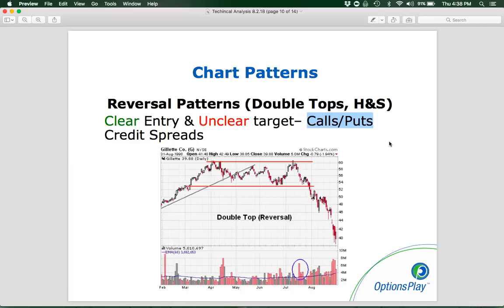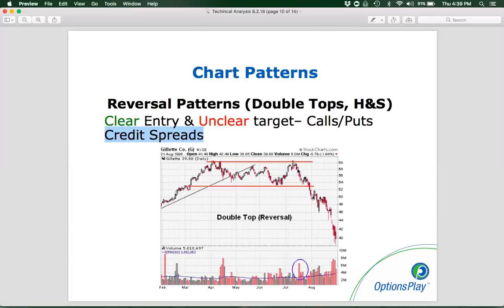So depending on which type of formation you're looking at, you might want to buy a call or a put if you expect a big move, or sell a credit spread if you just simply feel that the stock's not going to continue going any higher. Because that's what these reversal patterns are telling you. As you can see, Gillette was rallying quite a bit from the 40s to the 50s and then hit that 60 level. And once it reached that same 60 level again and couldn't move any higher, this is telling us that Gillette is probably not going to go any higher.